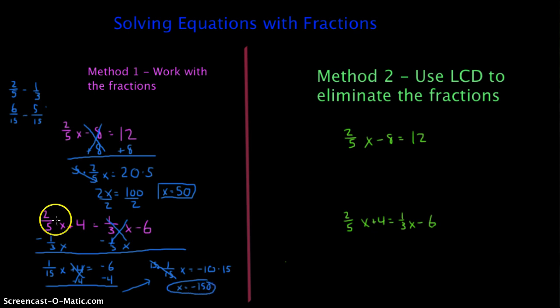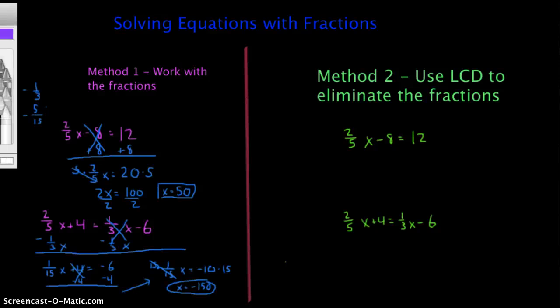Okay, so here all I had to do was bring my x terms, my 2/5 x and my 1/3 x, and put them on the same side of the equation. And then I solve it just like as if it had whole numbers. All right, and the second method I'm going to show you allows us to eliminate the fractions. And some people like this because they don't want to deal with fractions, which is fine.